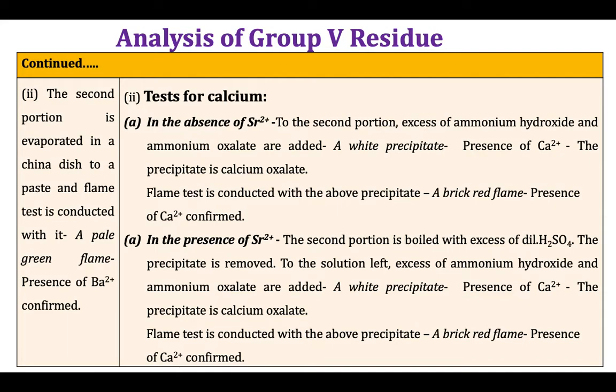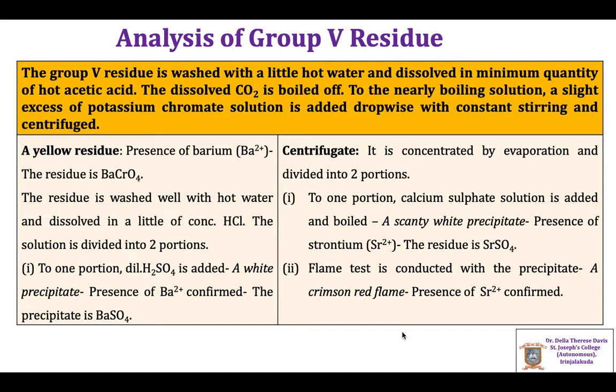The characteristic color is due to the de-excitation of thermally excited electrons with emission in the visible region. These two are the confirmatory tests for barium. The tests for calcium and strontium are done using the centrifugate. The centrifugate is concentrated by evaporation and divided into two portions.